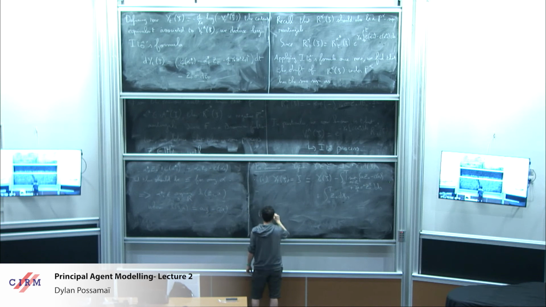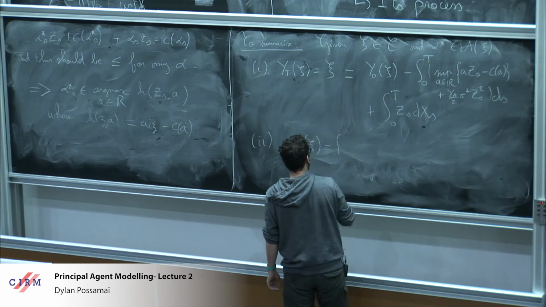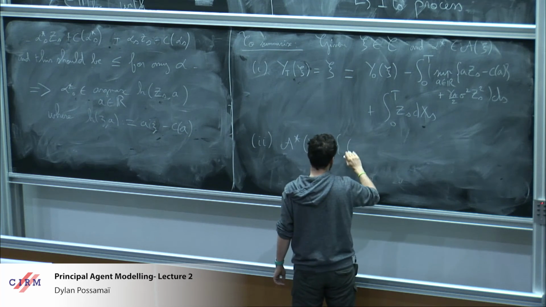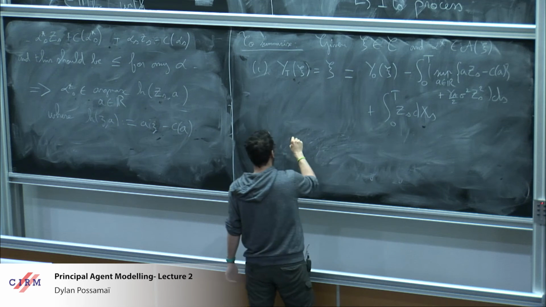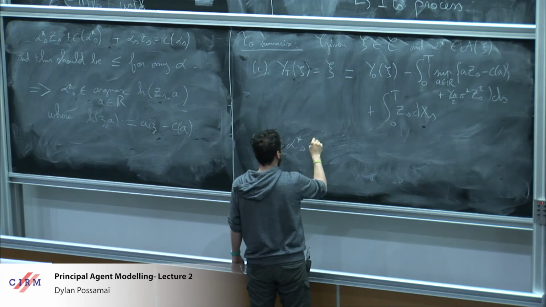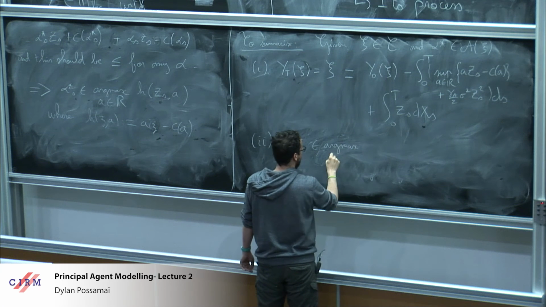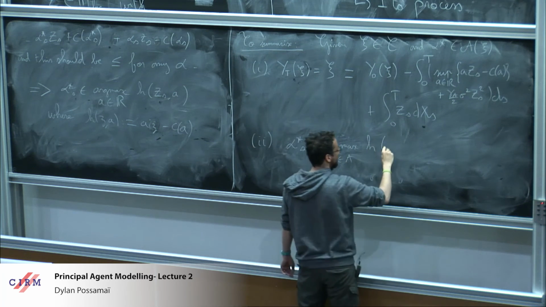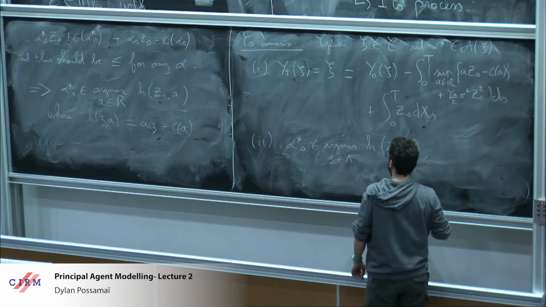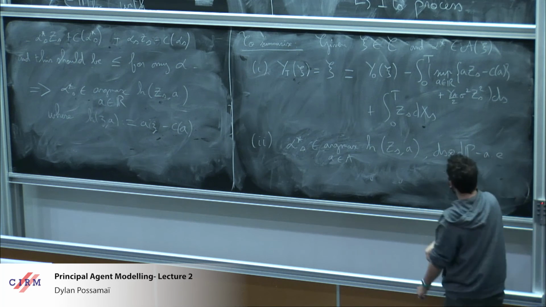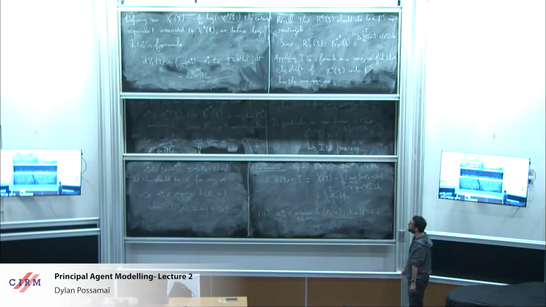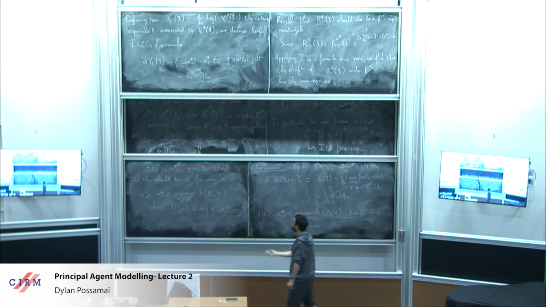And the second point, I know exactly what A star of xi is. What I know is that alpha star S belongs to the argmax of this function H. In particular, in the case where C is a quadratic cost, the argmax here is extremely easy to compute. There is one element.